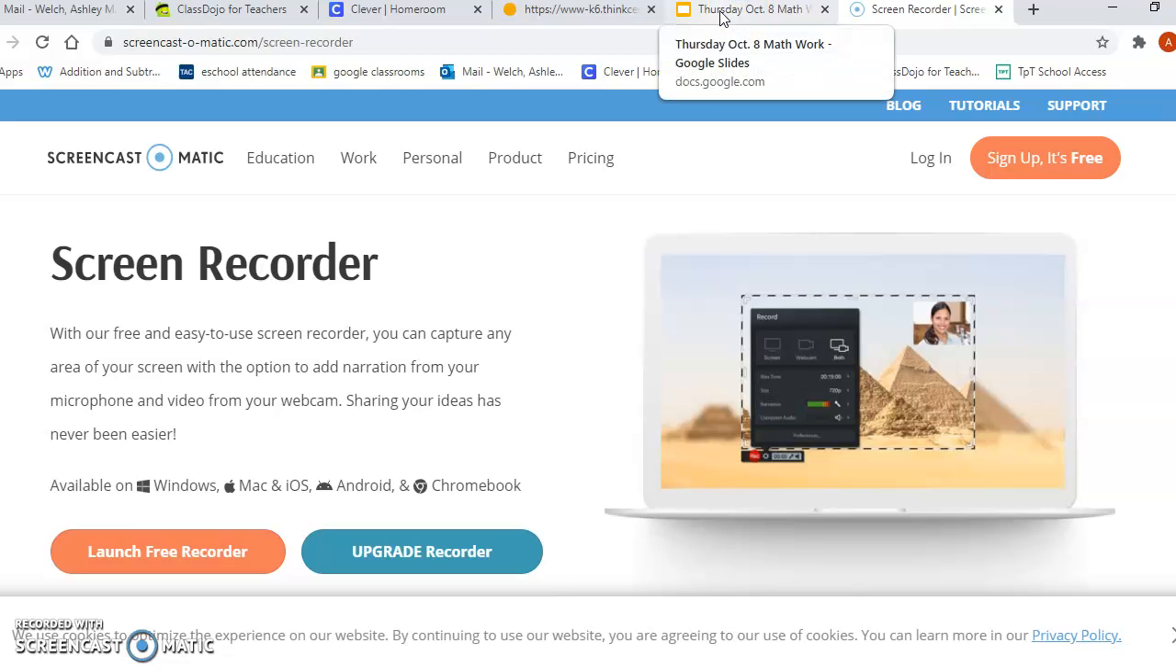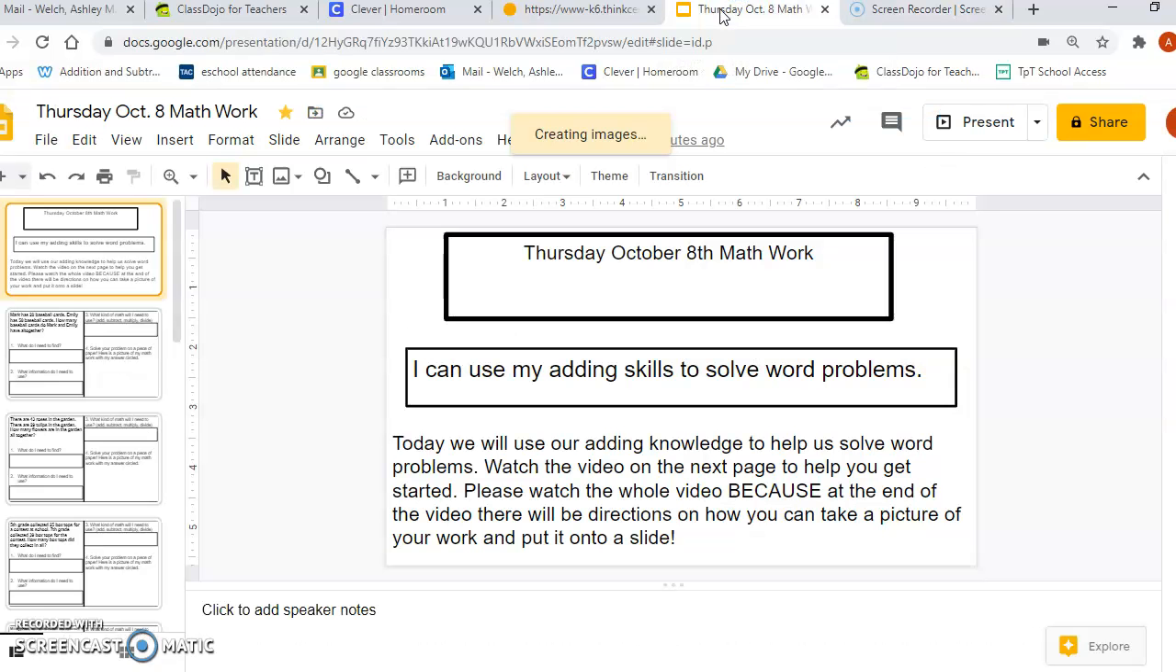Hi, my friends. So today, before you start your math work for Thursday, October 8th, I wanted to give you some directions on what you're going to have to do today. So our goal today is, I can use my adding skills to solve word problems. We're going to use what we know about adding, place value, and regrouping when we have to trade to another place value. And today we will use our knowledge of adding to help us solve word problems.